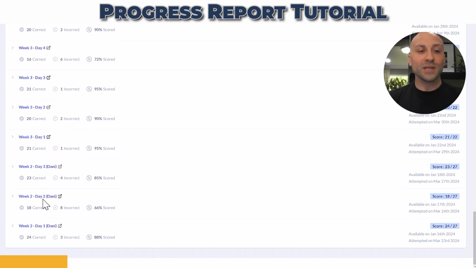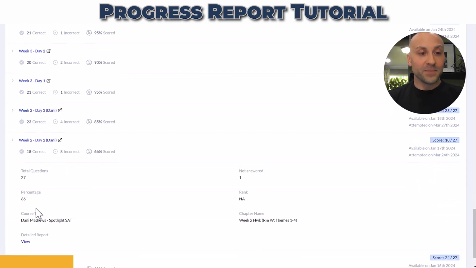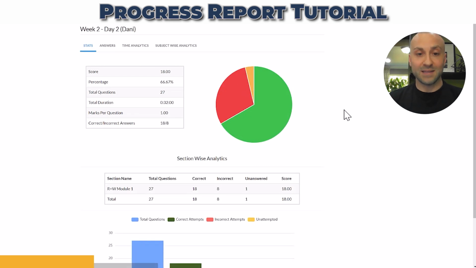So let's go ahead and look at week 2, day 2 for this particular student. Now you can either click here and then go to view, or you can click on this arrow here. I think that's kind of the easier of the two options. At first, we can just see how many you got correct versus incorrect and what percentage that results in. However, when you click here, you'll see much more detailed analytics.